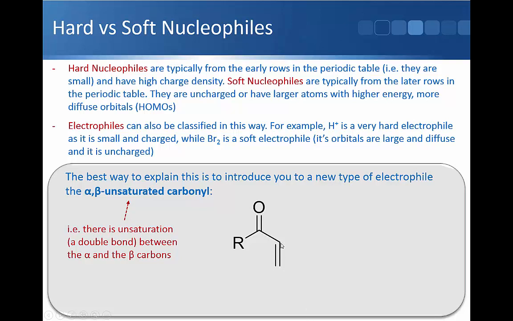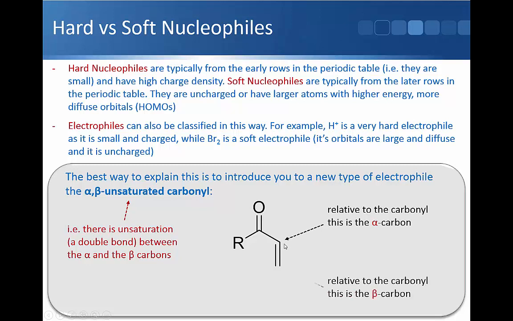So the first one is the alpha. Relative to the carbonyl, this is the alpha carbon. And the next one along, relative to the carbonyl, this is the beta carbon. So what we're saying is between the alpha and the beta carbon, there is unsaturation, i.e. there is a double bond.